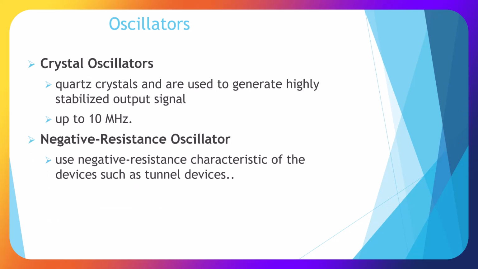Crystal oscillators are used to generate a highly stabilized output signal. They're good for up to 10 megahertz. Negative resistance oscillators are used for very high frequencies, and they use tunnel devices and other types of devices.